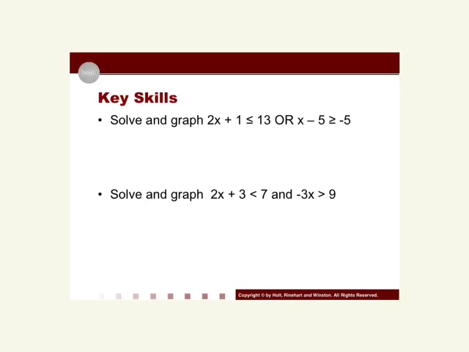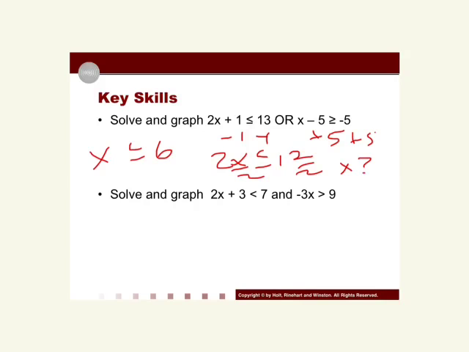Now, here, we're going to go ahead and solve. This is an OR. So I subtract the 1 here, and I get 2x is less than or equal to 12. Divide by 2. I get x is less than or equal to 6. Here I'm going to add the 5. I get x is greater than or equal to 0.